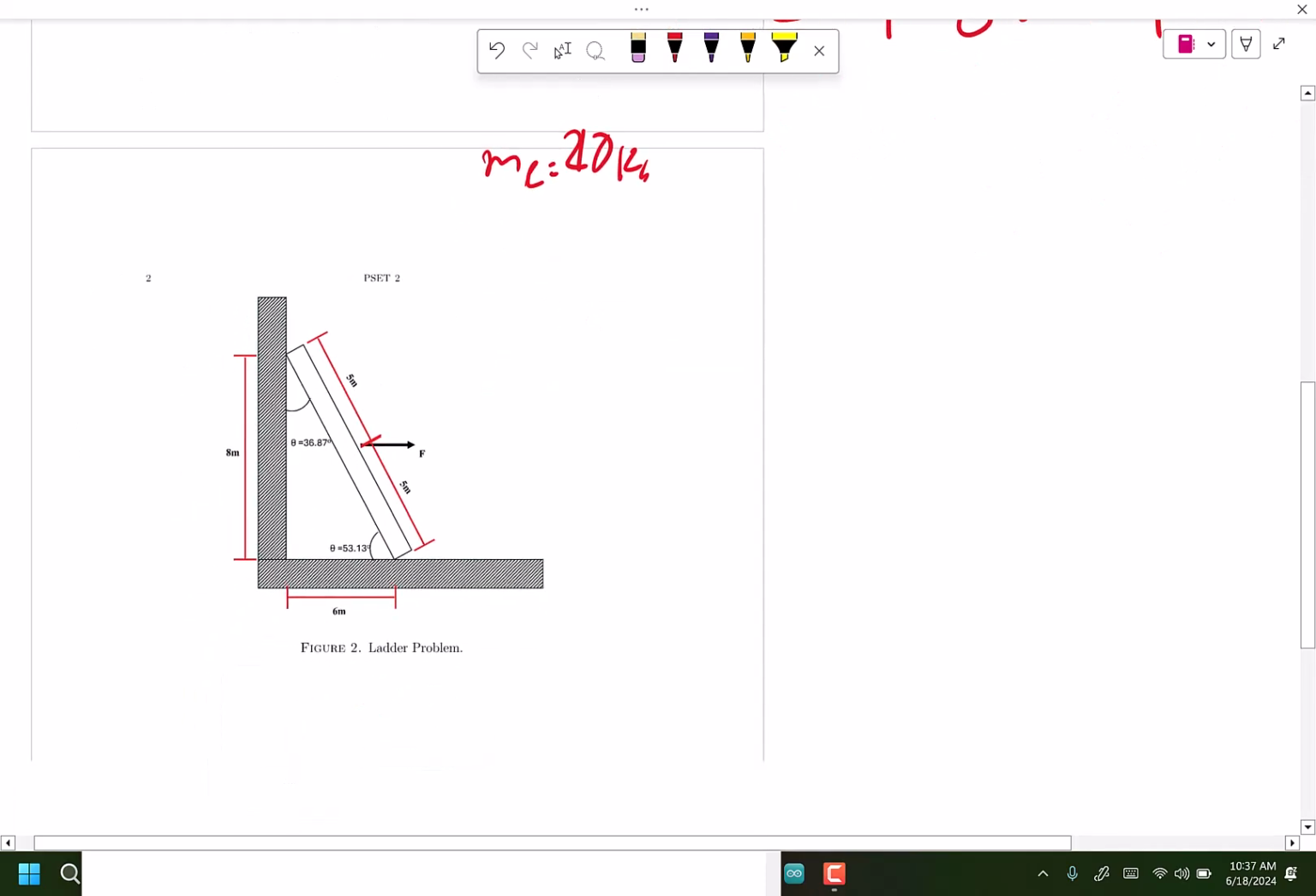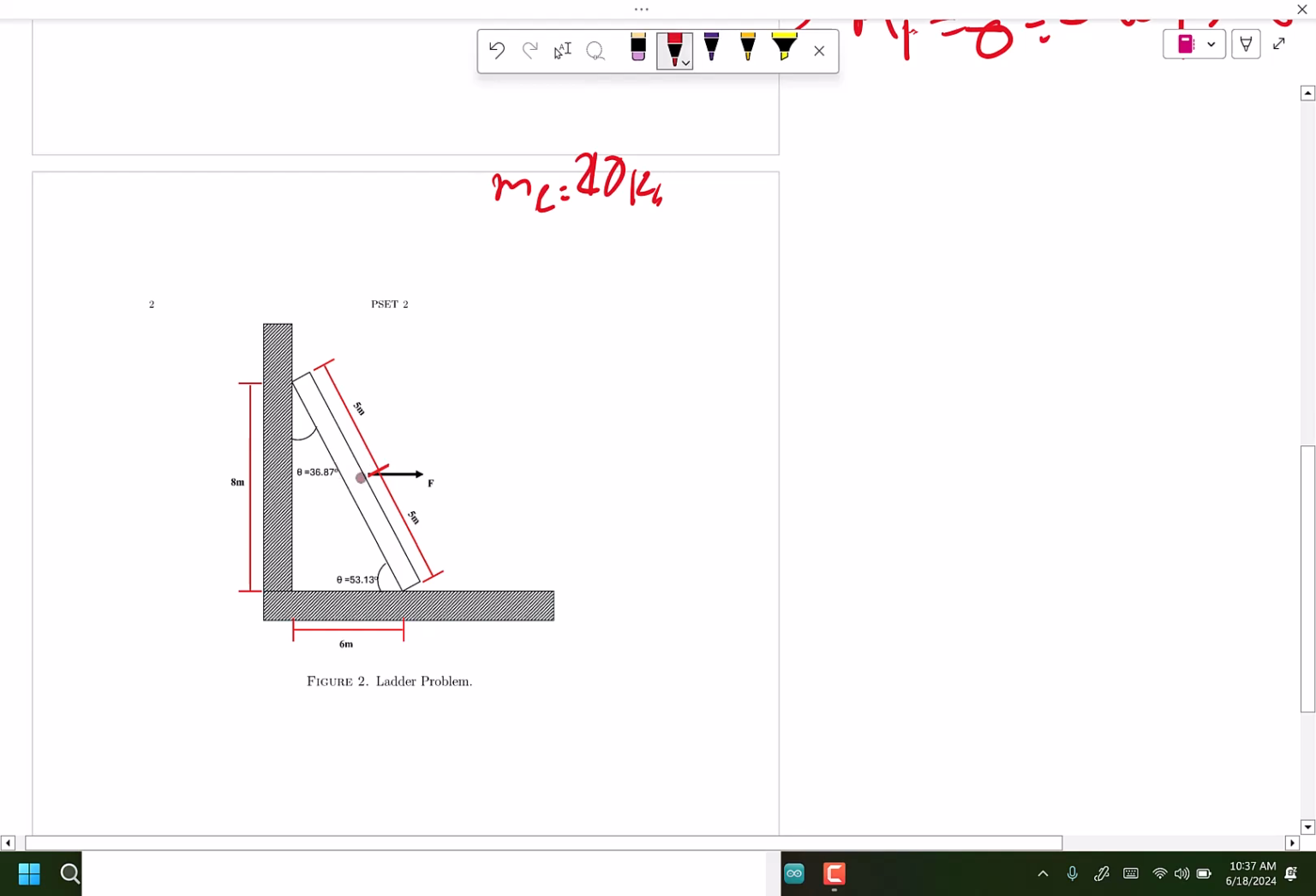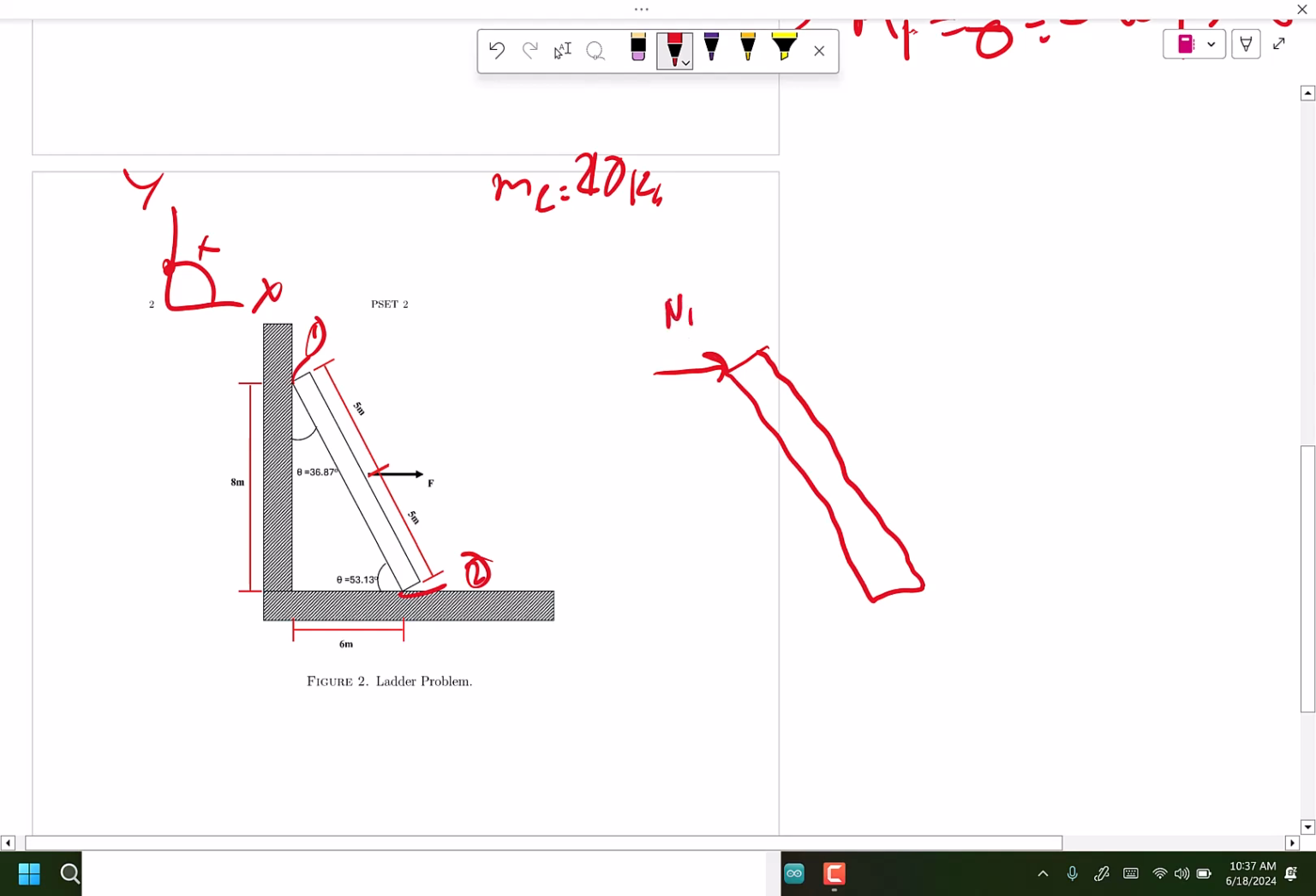So we have to consider friction. We have to consider the mass of our ladder. That's pretty much it. So let's draw our X and our Y, positive moment. Free body diagram. So we're going to free the body. So our body looks like this. From the surroundings, I'm going to call this point 1. I'm going to call this point 2. So there's going to be a normal 1 here. There's going to be a normal 2 here.